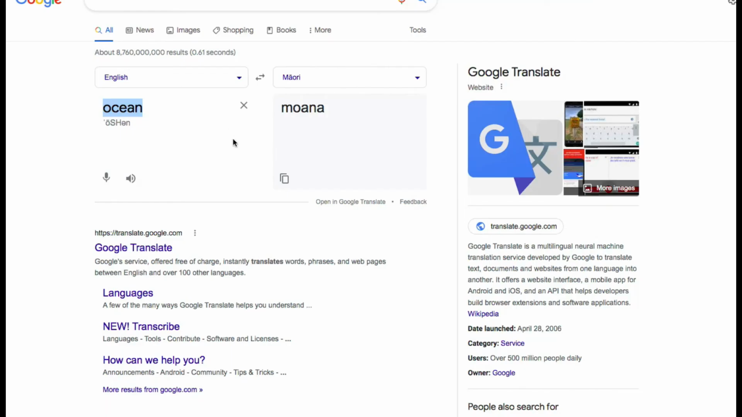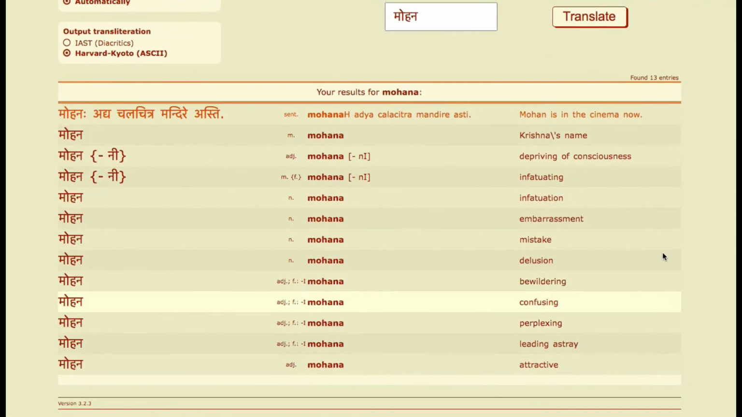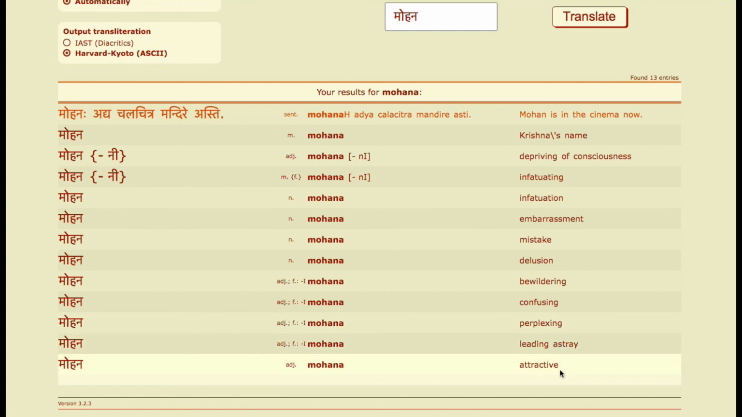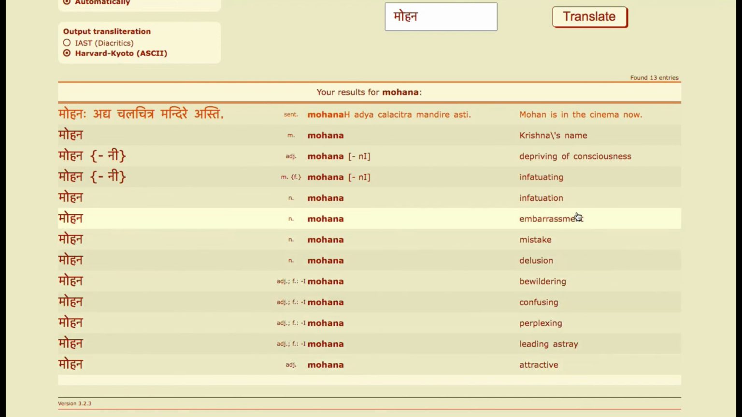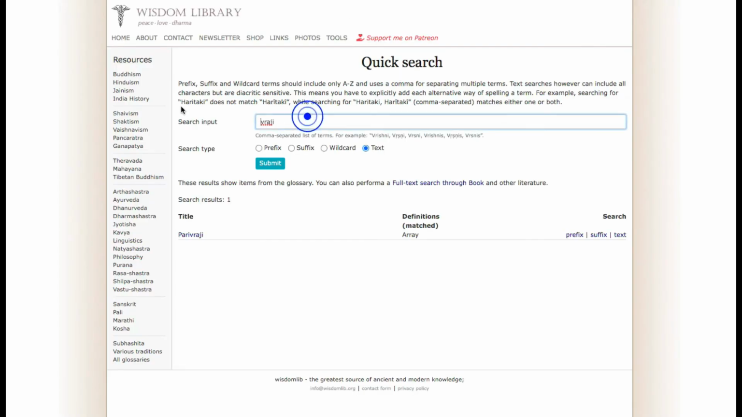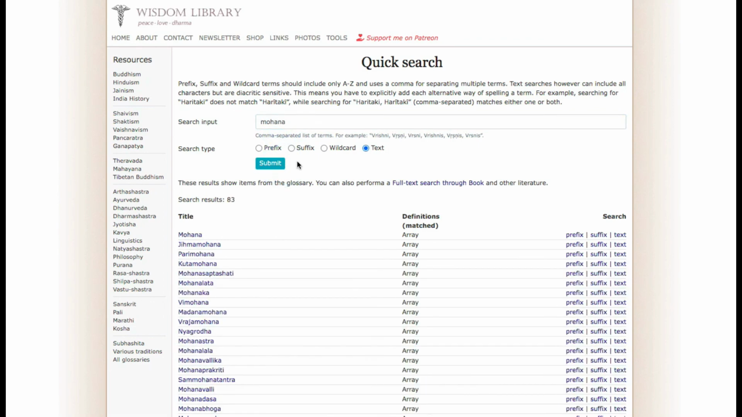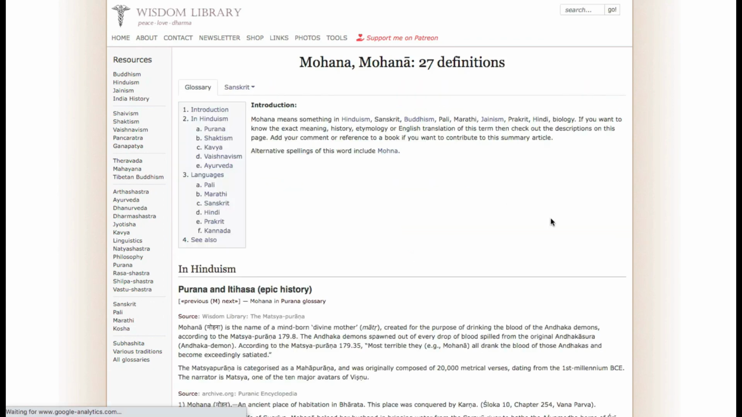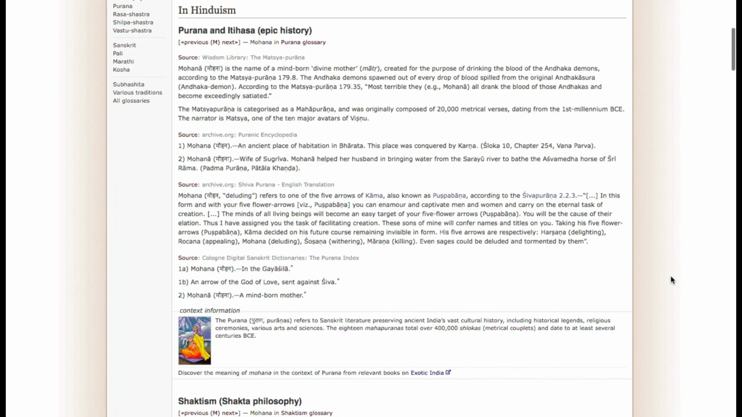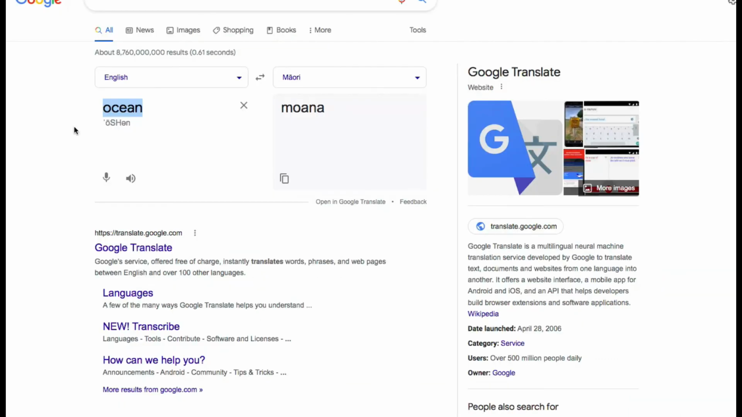So Moana in Maori means the ocean, but look what it means in Sanskrit. It means perplexing, confusing. It means bewitching. That's what it means, bewitching. I don't know why they don't have it in there. All of these are not perfect, right? Sanskrit is just too big. It's too big a project. But Moana is the divine mother, which is the ocean. So it's Sanskrit, and I'm giving you Maori.